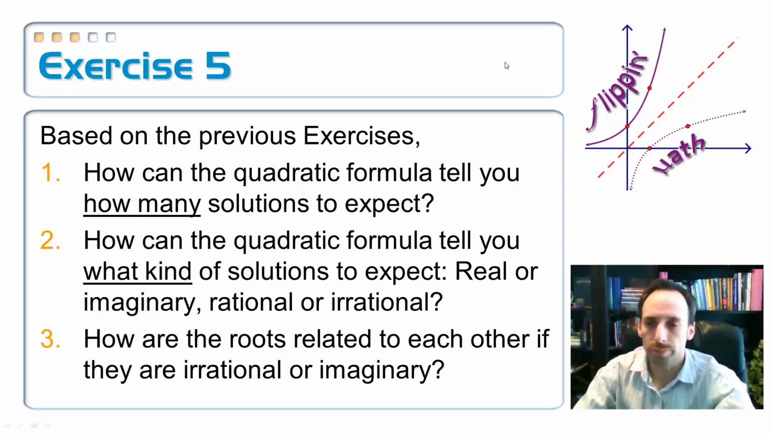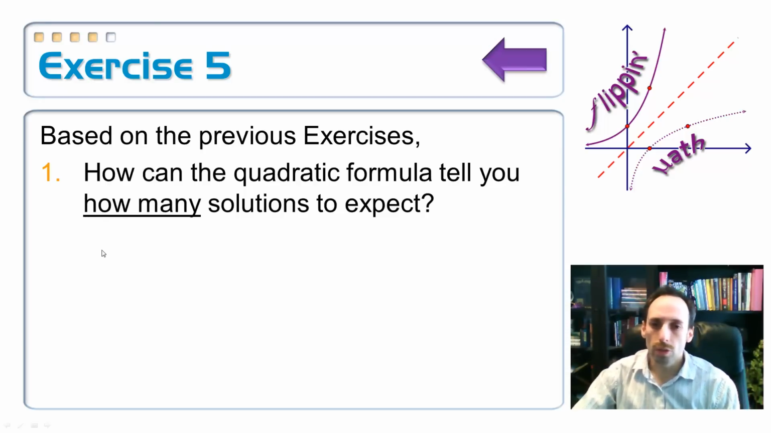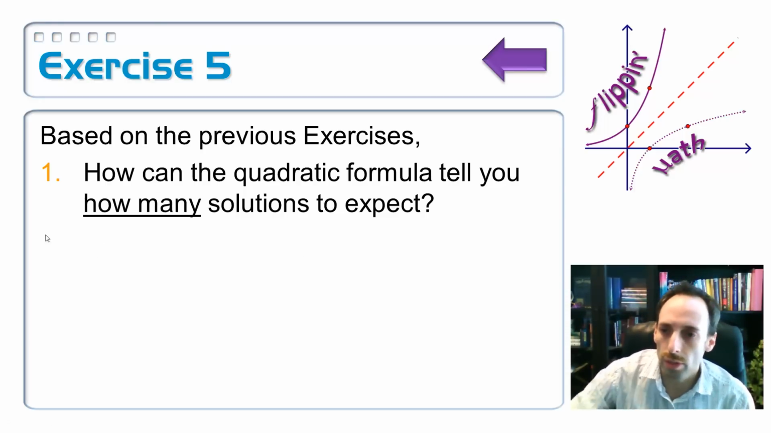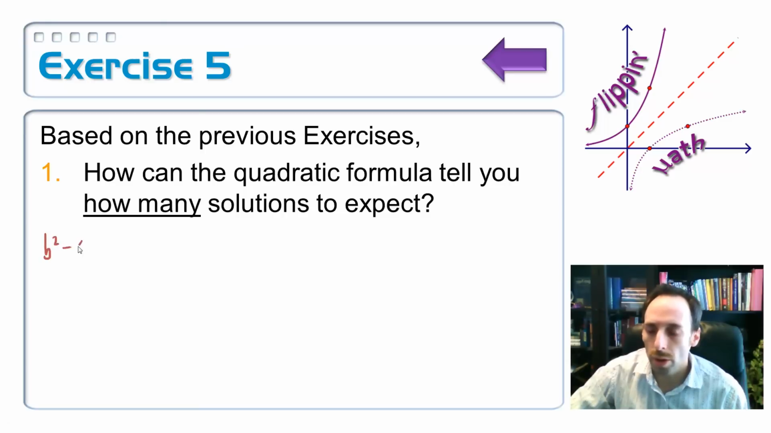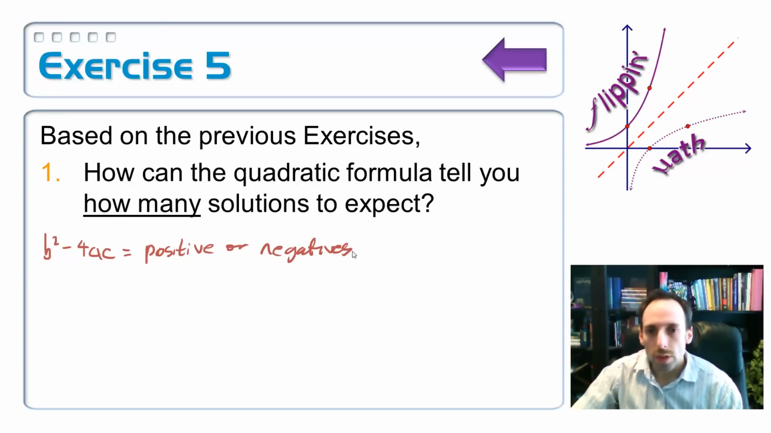So let's write this up. The quadratic formula can help you tell how many solutions to expect by just looking at this expression, b squared minus 4ac. That's the stuff that's underneath that square root. If it is positive or if it's negative, we know we're going to have 2 answers.